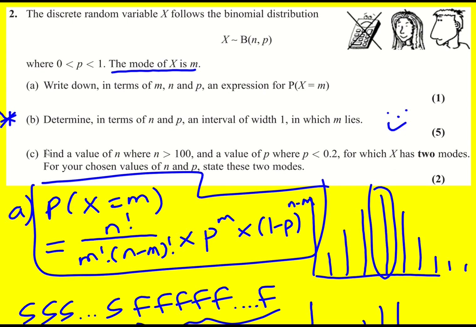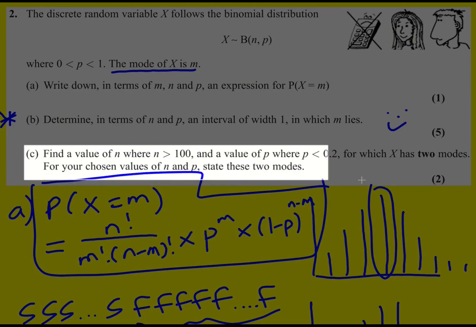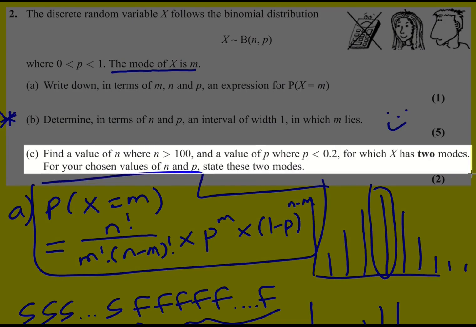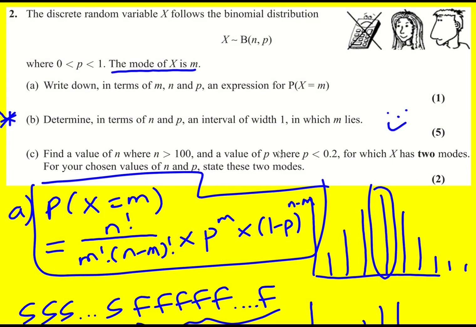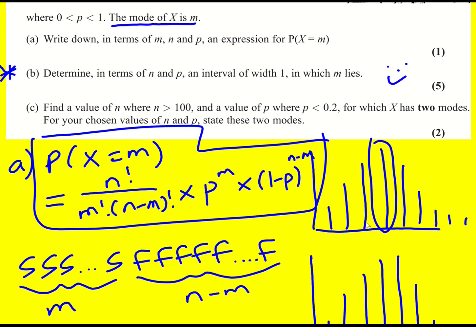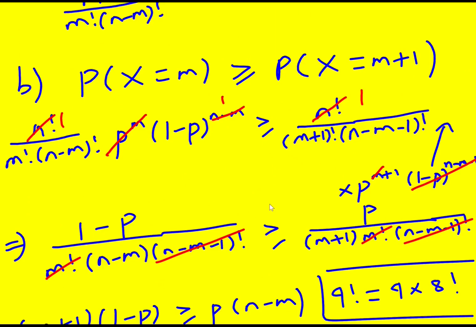We're then told to find a value of n where n is greater than 100 and the value of p where p is less than 0.2, for which X has two modes. I was talking a bit about that before, how we could possibly get that. And for our chosen value of n and p, state these two modes.